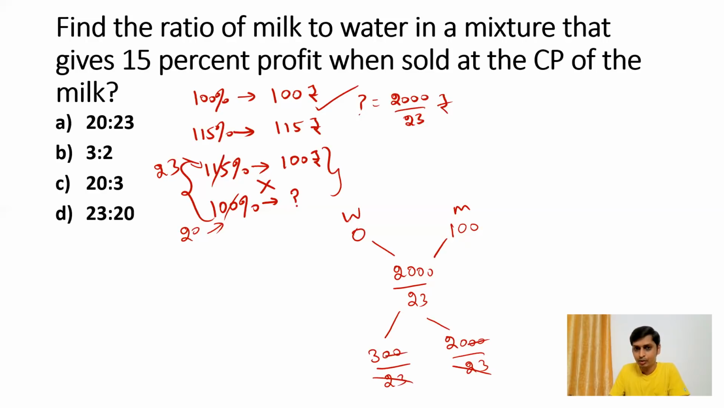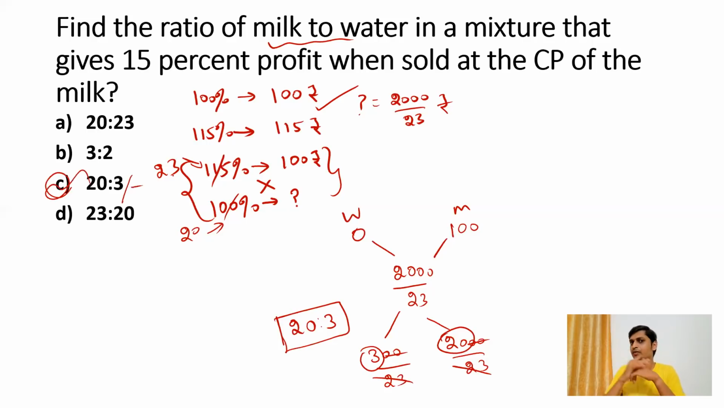So the ratio of water and milk is 3 is to 20. So you have to find the ratio of milk to water. That is, I mean, 20 is to 3, right? So 20 is to 3 is nothing but the ratio of milk and water in the mixture. So the answer for this question is 20 is to 3. This becomes your answer. But wait, how can we solve this problem using a shortcut? See, you can solve this question in less than 20 seconds if you understand the concept.